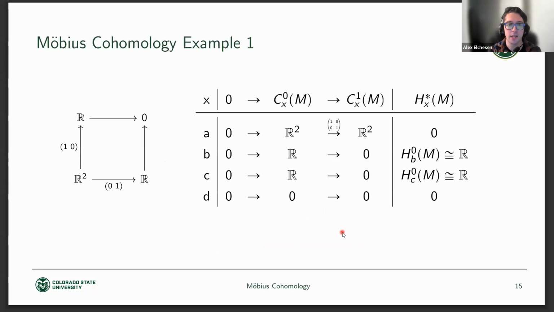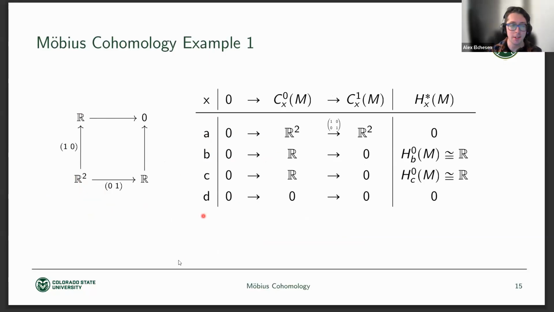So let's do an example real quick. On the left, I have one of my P modules from before, and we're going to compute the Möbius cohomology at each point in our poset. So let's look at A. A was this bottom left point here. So what I'm going to do is look at chains of length D starting at A.